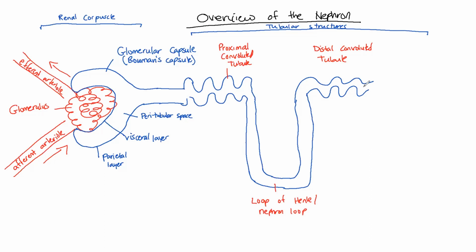We then have the collecting duct. So from the distal convoluted tubule, we get into the collecting duct. This is the major duct where we really start to communicate that urine from the nephron and the tubular structures to the renal papilla, and then to the minor and then major calyces toward the renal pelvis. Okay. So this is the collecting duct.